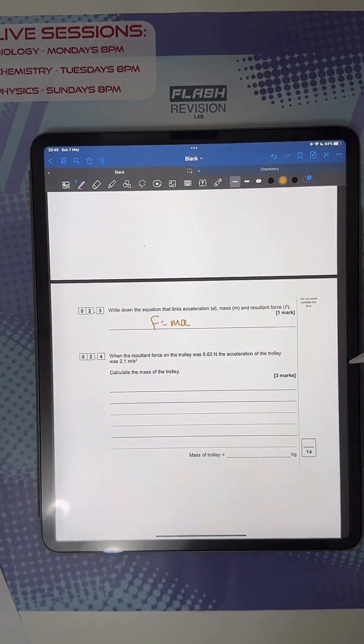What do you guys think? Why is it squared? That's just the units for acceleration, meters per second squared.